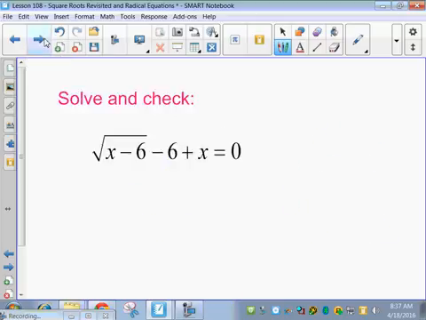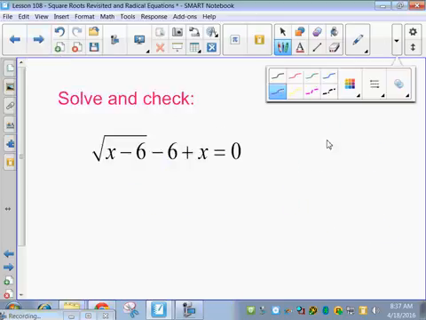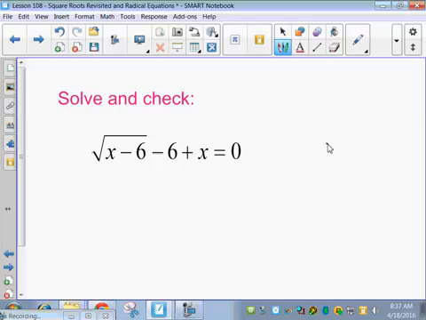Let's try another one. So go ahead and write that down. The square root of x minus 6, all under the house, and then minus 6 plus x equals 0. Same first step as last time, where our goal is to isolate the radical. I want to get the radical by itself, which means I need to get rid of these two things right here. I've got two terms to get rid of. So I'm going to add 6 to both sides, and at the same time, I'm going to subtract x from both sides. I'm canceling this minus 6 and this x. So now I have the radical by itself.